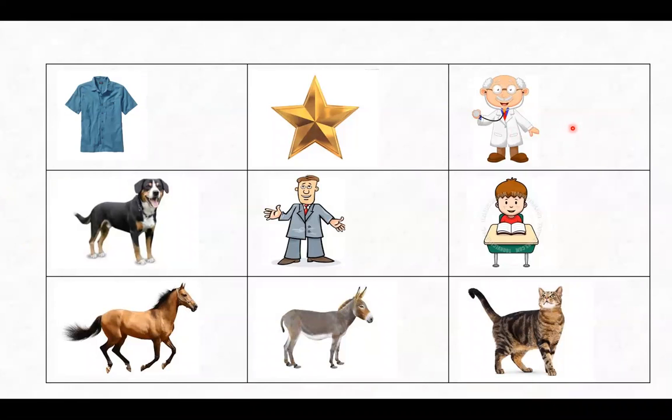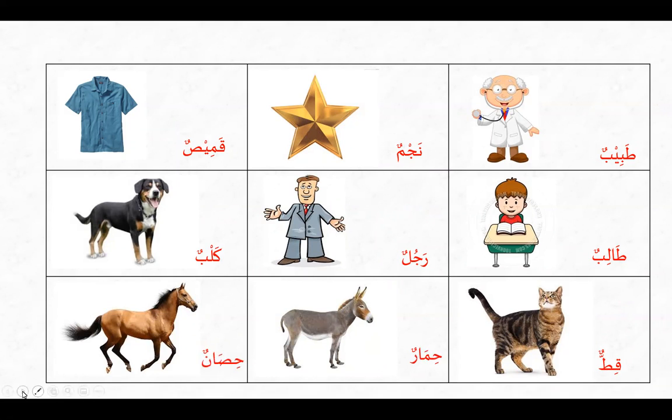هذا طبيب، هذا نجم، هذا قميص، هذا طالب, student, هذا رجل, man, هذا كلب، هذا قط, cat, هذا حمار، هذا حصان. Let me move on again.